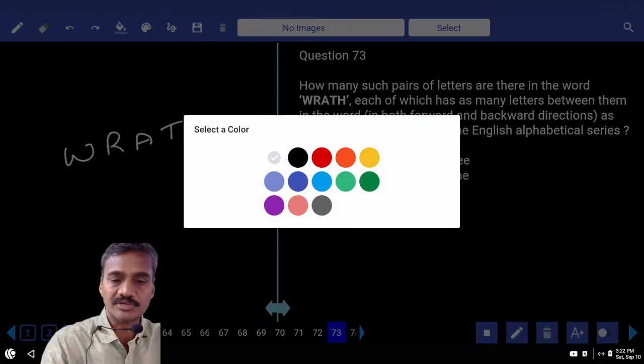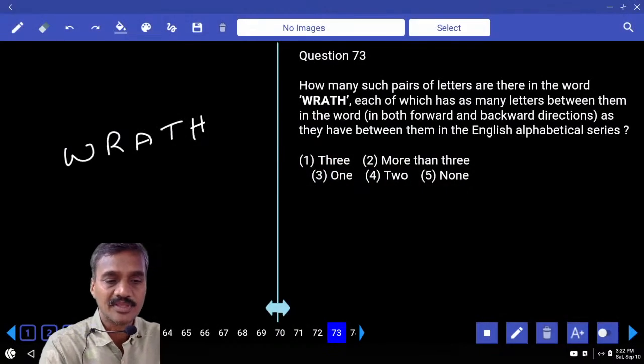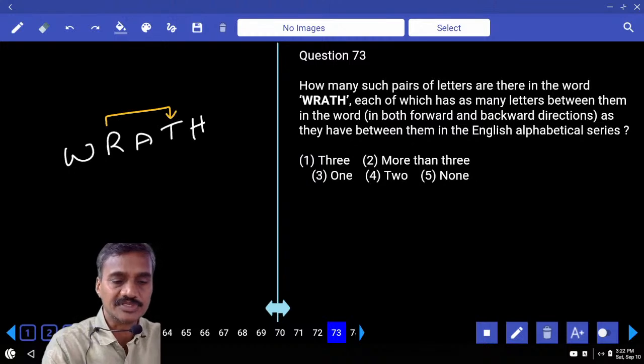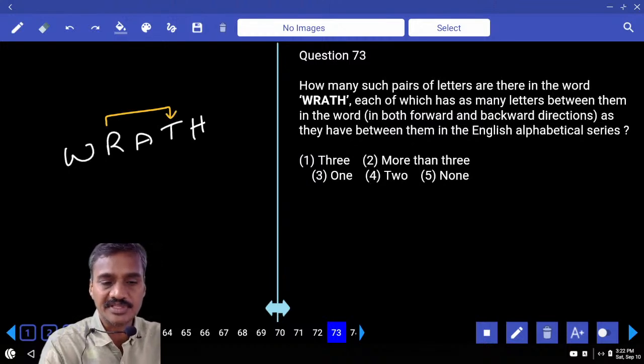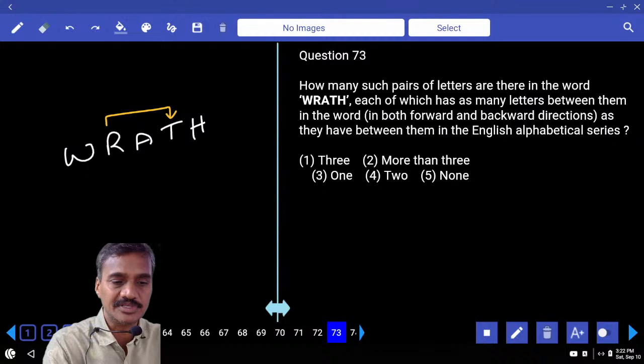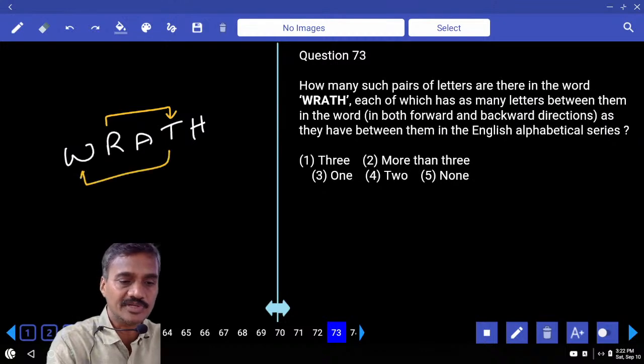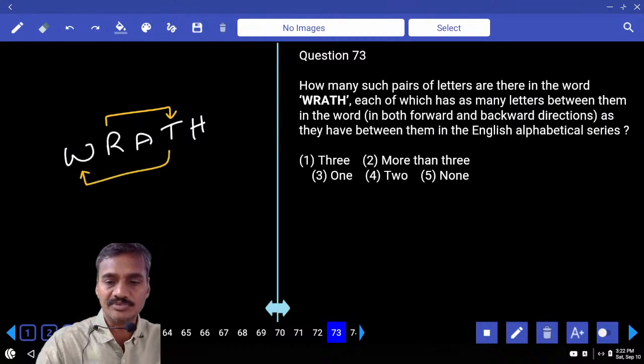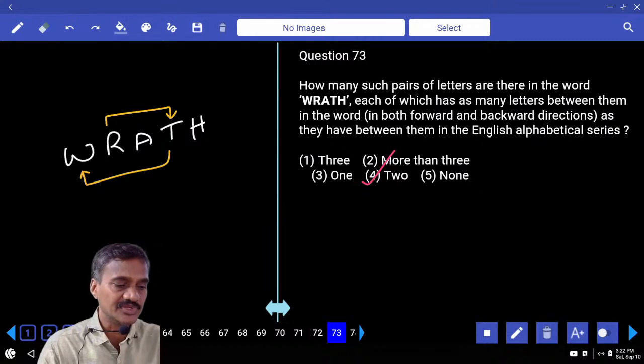Now starting with W, X, Y, Z, R, S, T, isn't it? And A, B, C. Again in the reverse, H, I, J, K, L, and so on, A, B, C. And how many do we have? There are 2. And 73, it is choice 4.